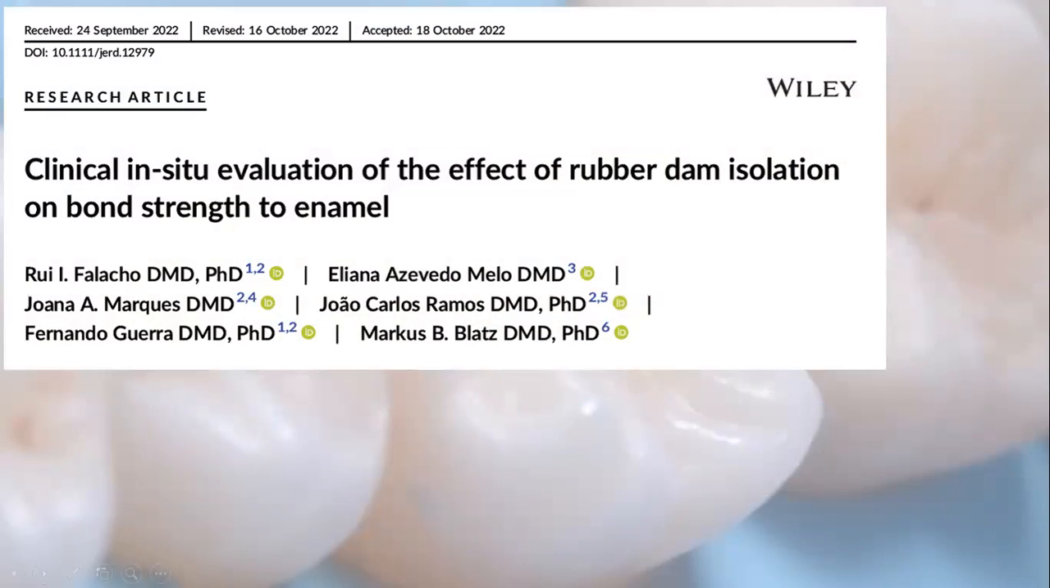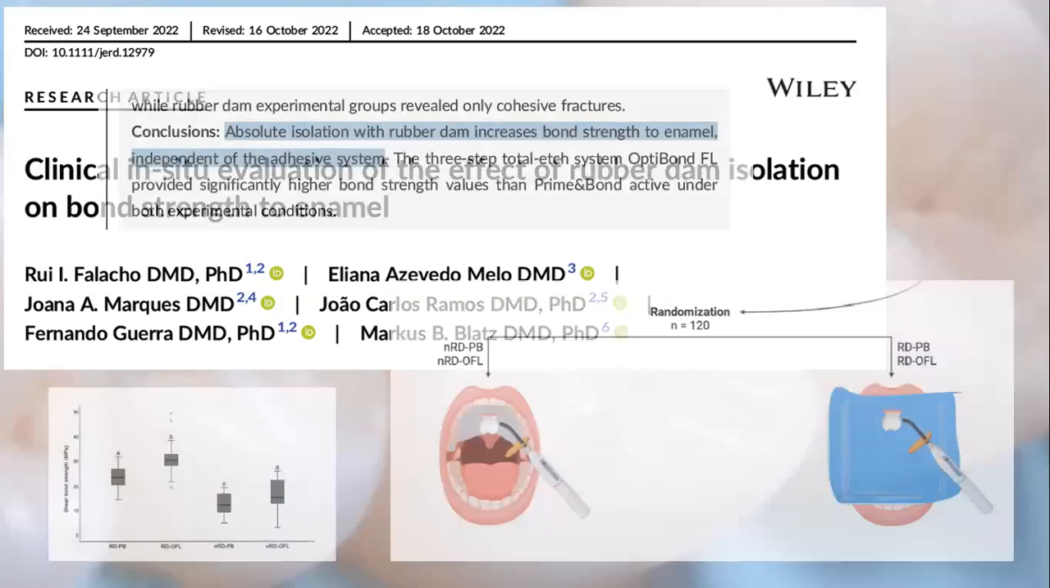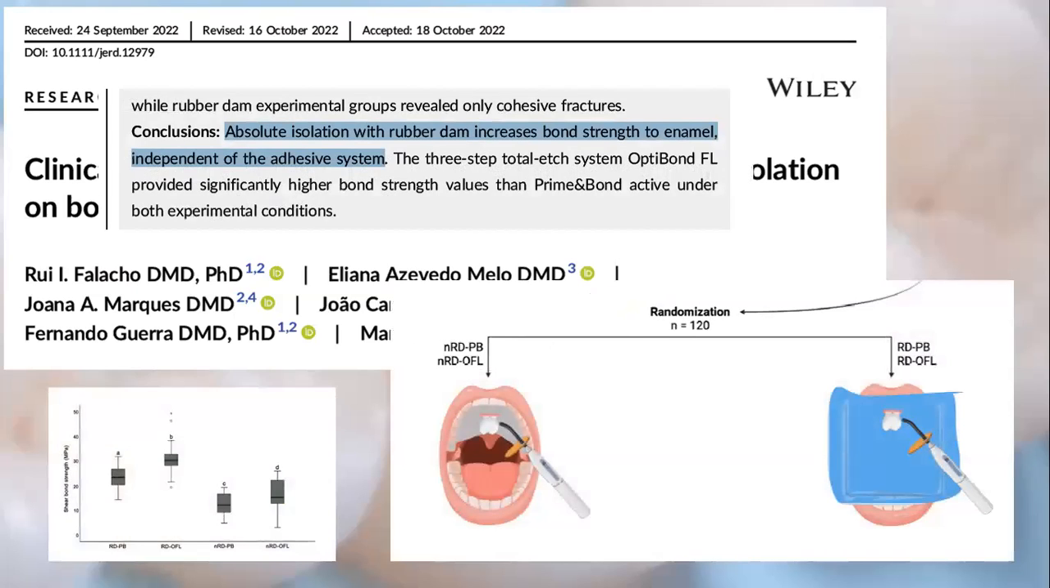So this is a study that I came across recently, basically a clinical in situ evaluation of the effect of rubber dam isolation on bond strength. What they basically did is they took two scenarios. One scenario where they did a restoration without rubber dam, one with rubber dam, regardless of the adhesive system. And the results were as follows. They discovered that use of rubber dam results in an increase in the shear bond strength versus not using a rubber dam. So that's just it.